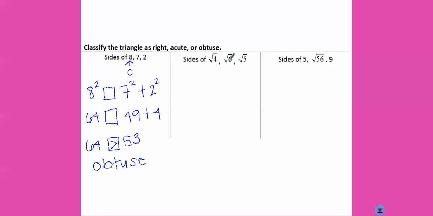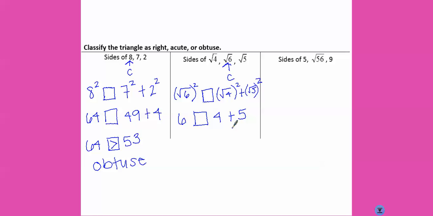Here, square root of 4, square root of 6, square root of 5. Square root of 6 is going to be our largest, so square root of 6 squared compared to square root of 4 squared and square root of 5 squared. Remember, square and square root undo each other, so this would be 6 compared to 4 plus 5. 4 plus 5 is 9. 6 is smaller than 9, so this is an acute triangle.